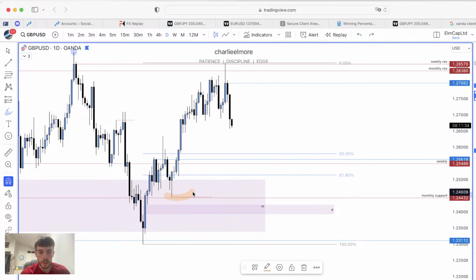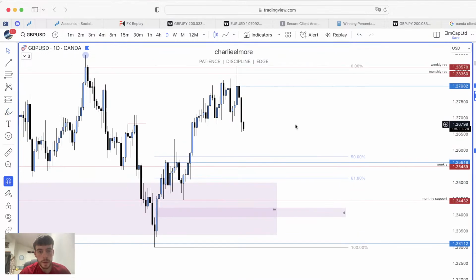Then I'm going to be looking at that liquidity to be taken. I'm going to be looking at the lower time frames to get an entry potentially. But other than that, anywhere within here is going to be a decent area to buy, in my opinion.